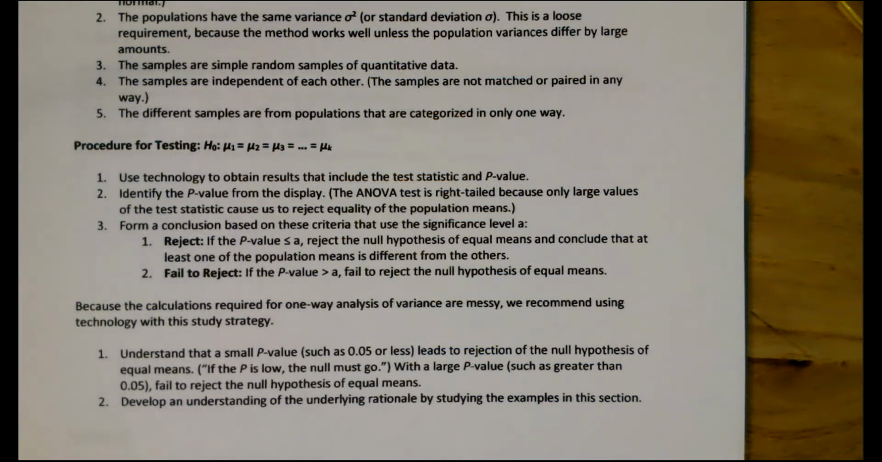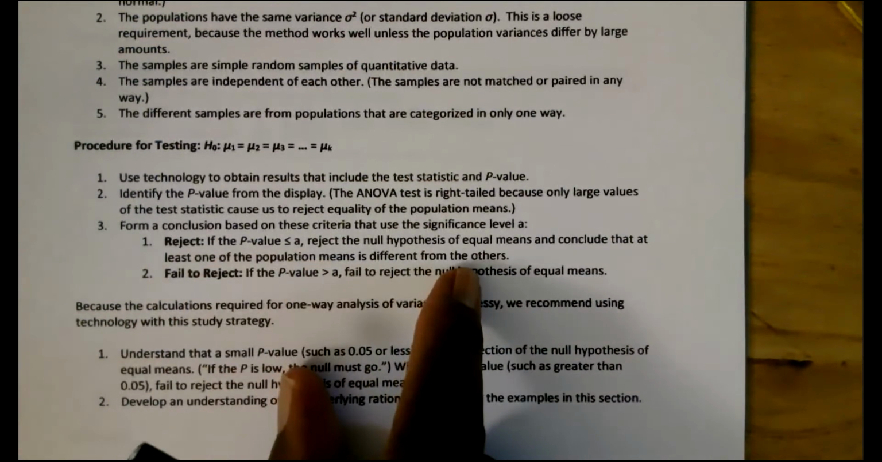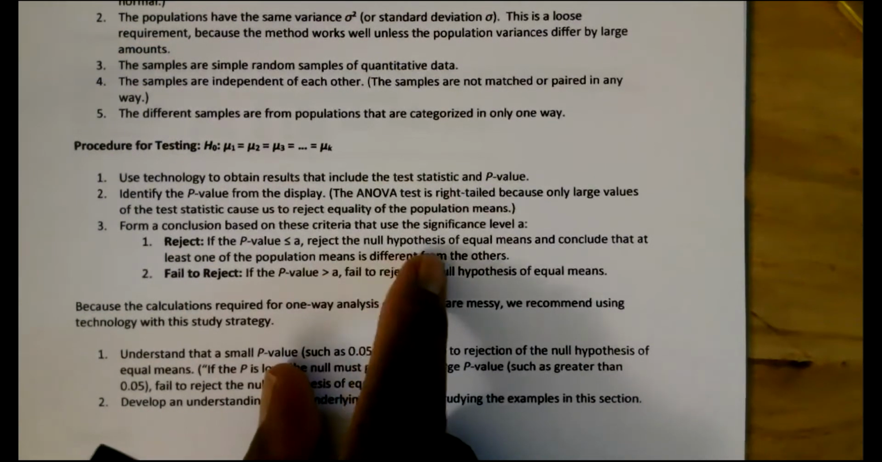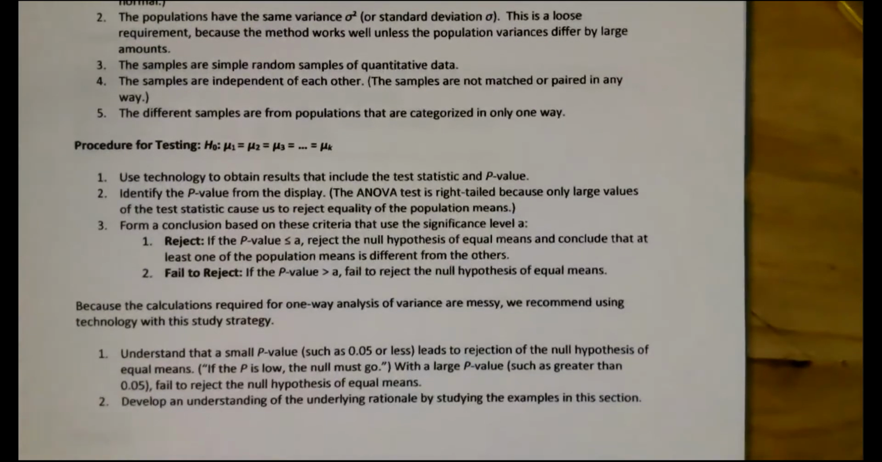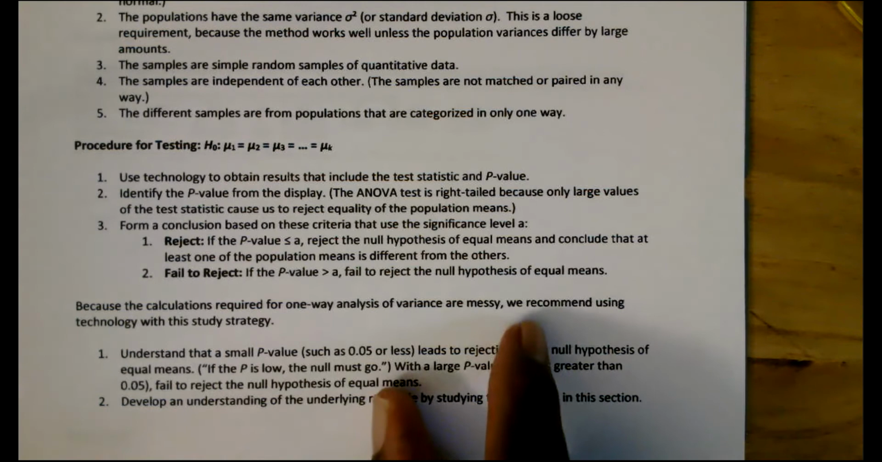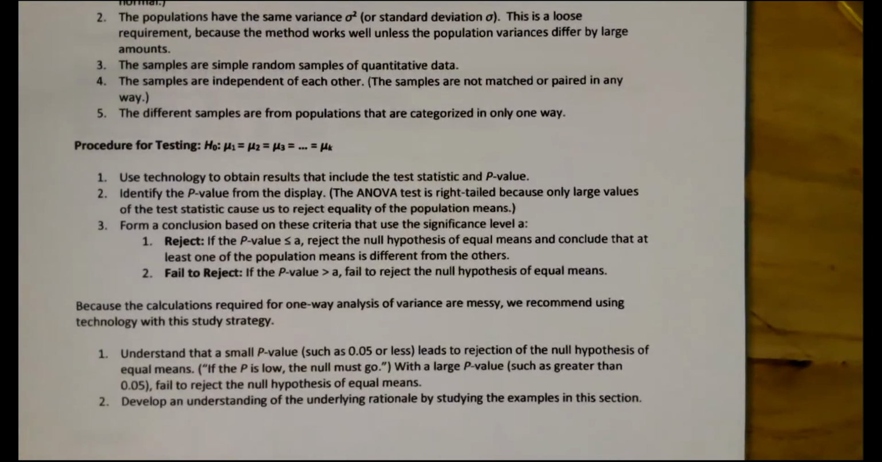You fail to reject the null hypothesis. Okay? So in this case, when you reject the null hypothesis, you're rejecting the claim of equal means and concluding that at least one of the population means is different from the others. But if you fail to reject the null hypothesis, then you can't really say anything. You're just failing to reject the null hypothesis of equal means, just saying that there's not sufficient evidence.